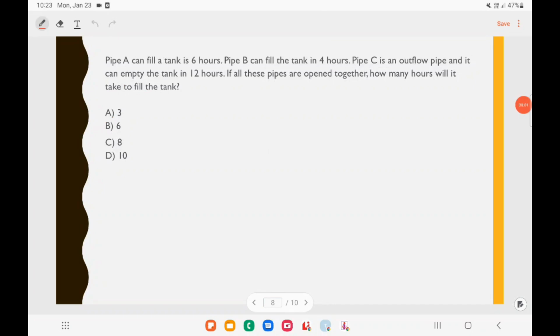So now let us see another question. So this is a question regarding pipes and filling of a tank. The concept here is also similar to what we have learned so far. So let us read the question here.